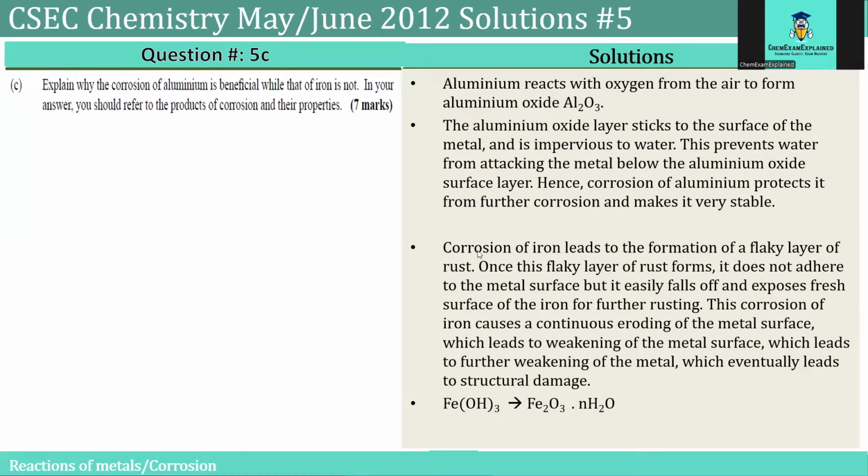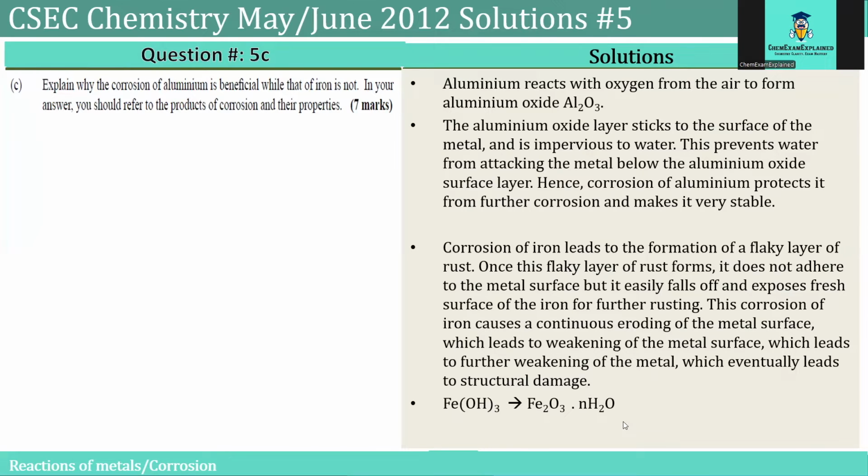Now, in the case of the corrosion of iron, this leads to the formation of a flaky layer of rust. Once this flaky layer of rust forms, it does not adhere to the metal surface, but it easily falls off and exposes fresh surface of the iron for further rusting. This corrosion of iron causes a continuous eroding of the metal surface, which leads to weakening of the metal surface, which leads to further weakening of the metal, which eventually leads to structural damage.